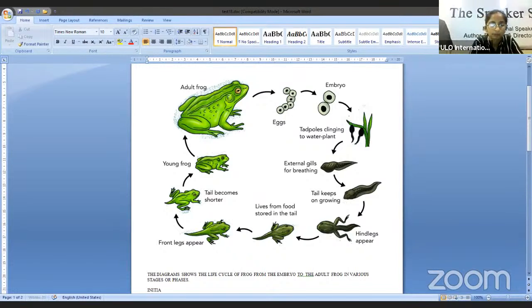Initially, adult frog lay out eggs in the water. Lay out eggs in the water in a huge number, or you can also write adult frog lay out number of eggs in the water.